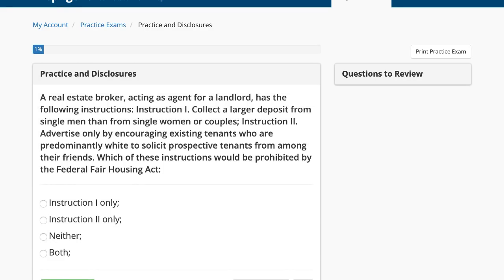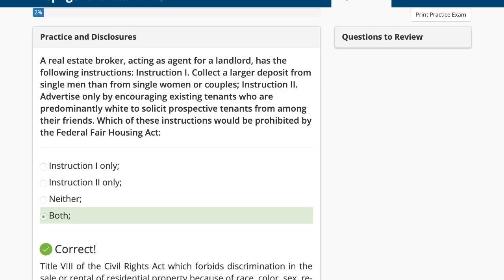A real estate broker acting as an agent of the landlord has the following instructions. Instruction 1, collect a larger deposit from single men than from single women or couples. Instruction 2, advertise only by encouraging existing tenants, who are predominantly white, to solicit prospective tenants among their friends. Which of these instructions would be prohibited by the Federal Fair Housing Act? The answer is D. Good. If any of you got that one wrong, it'd be disturbing.